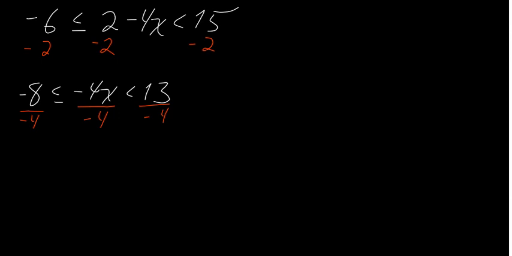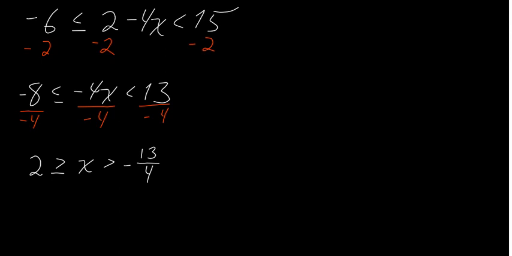In doing so, negative 8 divided by negative 4 gives me a positive 2. We flip the inequality, and then negative 4 divided by negative 4 is a positive x. Then we flip this inequality again because we're dividing by negative 4. So we end up with negative 13 over 4.